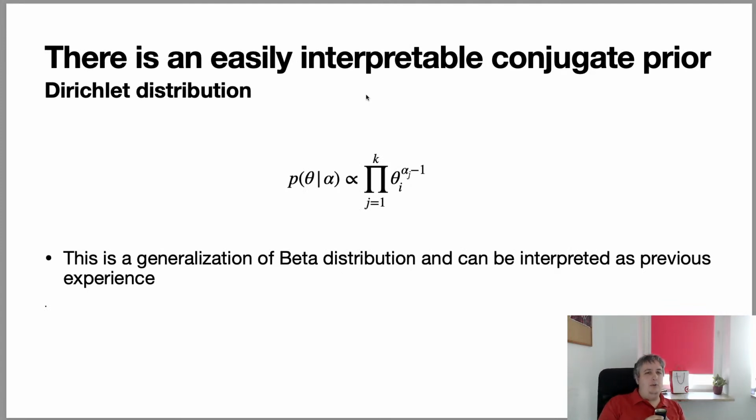For analytical computation, we can easily use something called a conjugate prior, which I mentioned before. Conjugate priors are those that give us nice analytical formulas for the distributions. As for the binomial distribution, the beta distribution was our conjugate. In the case of the multinomial, our conjugate is the Dirichlet distribution, which behaves exactly like the beta.